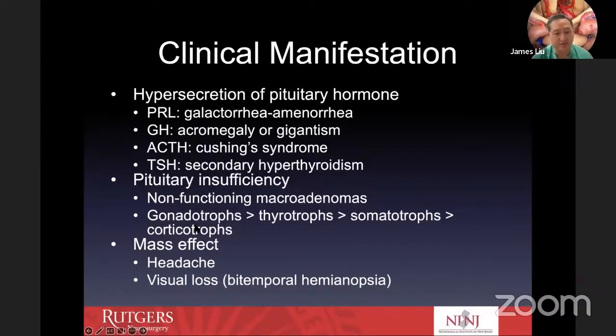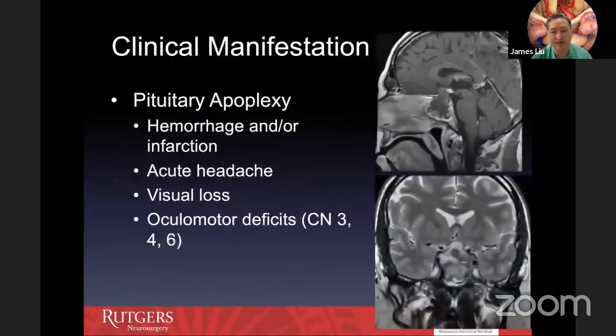And of course, as the tumors get larger, you can get mass effect with compression of the visual apparatus, resulting in visual loss. In some instances, as much as 1 in 9 or 1 in 15 people can have a spontaneous hemorrhage or infarct into the pre-existing tumor and present with pituitary tumor apoplexy. And these typically can have a triad of acute headaches, visual loss, and then lateral compression, resulting in diplopia due to oculomotor deficits.